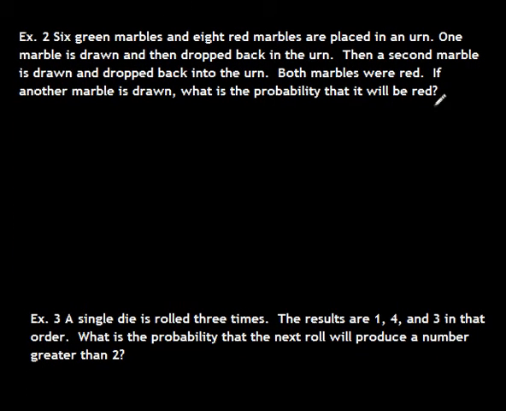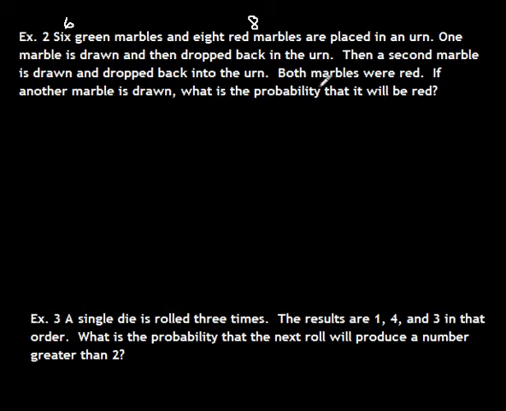We have 6 green marbles and 8 red marbles placed in an urn. For some reason they always use urns. I would probably use a bag or something, you know, a sack, an urn, I don't know where they get that. 1 marble is drawn and then dropped back in the urn. Then a second marble is drawn and dropped back into the urn. Both marbles were red. If another marble is drawn, what is the probability that it will be red?